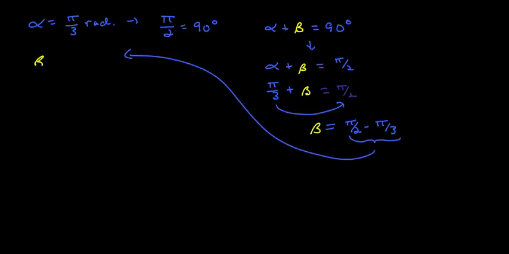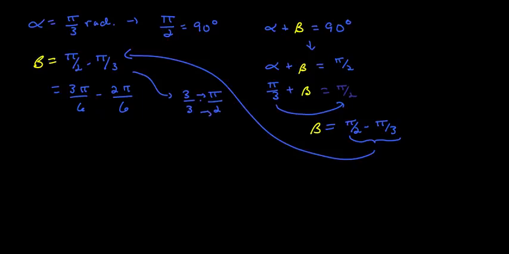So let's slide this back over here. So our beta value is equal to pi over 2 minus pi over 3. The common denominator there is 6. So this is going to be 3 pi over 6, and 2 pi over 6. So what I've done here, and we'll put this as a side note, is to get pi over 2 into 3 pi over 6, I've multiplied the top and the bottom by 3.